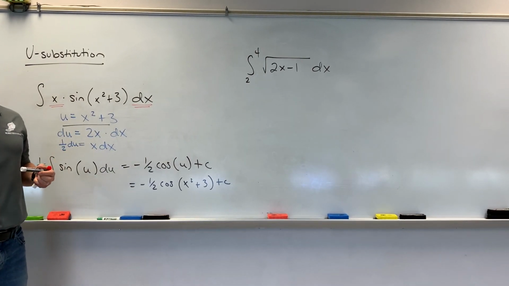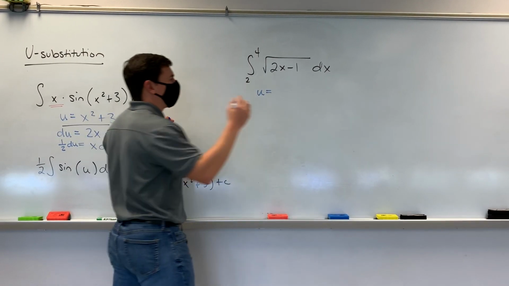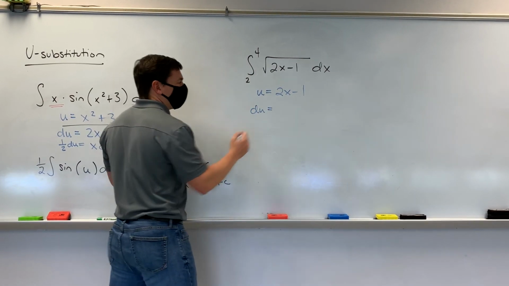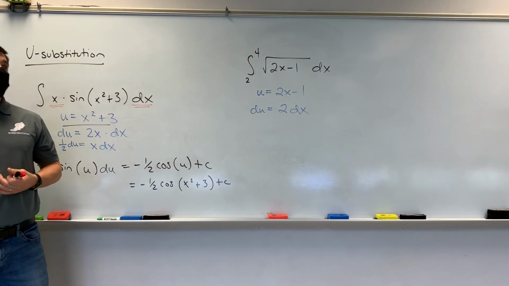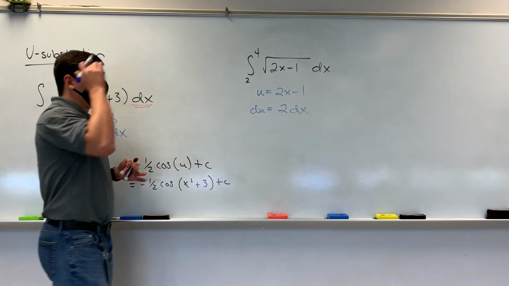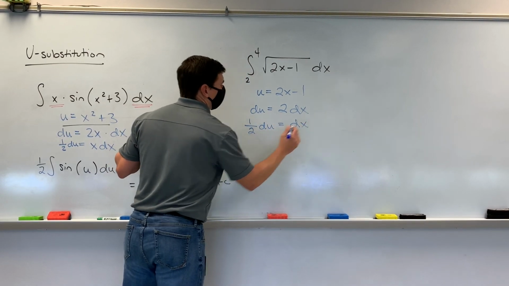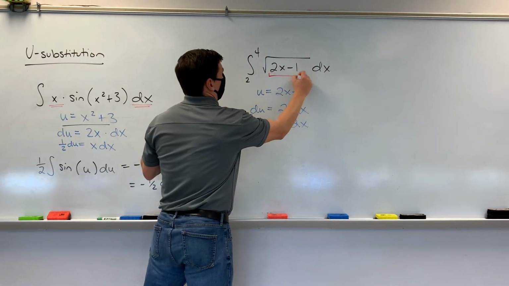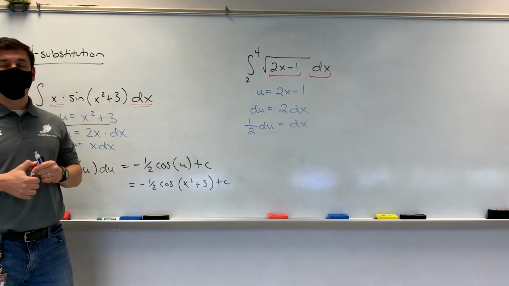Okay, start us off. What's u going to be? 2x minus 1. Yeah, they said in unison, 2x minus 1. So du is going to be equal to 2 dx. You with me that I don't have 2 dx, I only have dx. So I'm going to look ahead, and before I even start substituting, I'm going to rewrite this as 1/2 du equals dx, so that I can now substitute for u, 2x minus 1, and for dx.